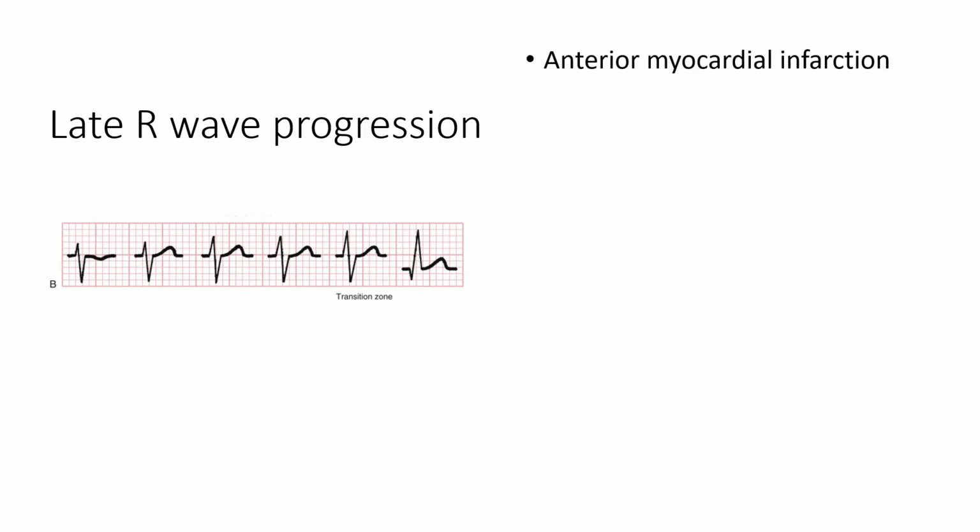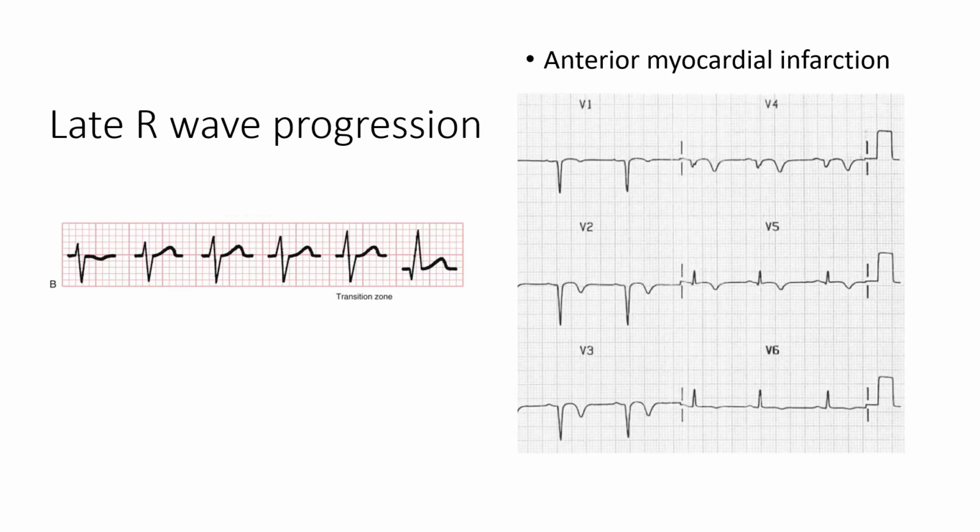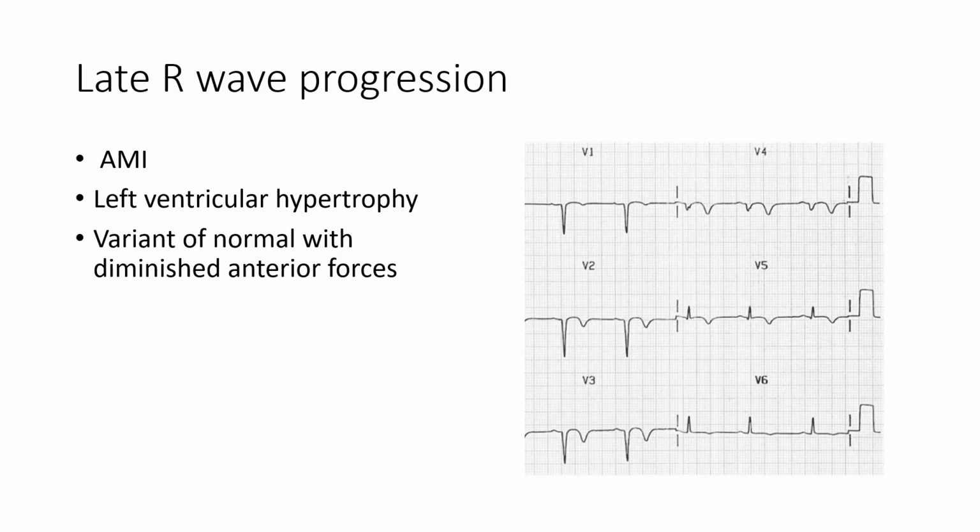Some potential causes of this could be an anterior myocardial infarction. The transition area from the right side of the heart to the far left lateral side of the heart is going to be the anterior wall. If the anterior wall has been partially or completely destroyed by myocardial infarction, then there is no voltage there to help demonstrate R waves in that transition area. Consequently, we don't have upright R waves until we get to V5. Late R wave progression or poor R wave progression can occur in anterior myocardial infarction, left ventricular hypertrophy, and a variant of normal, diminished anterior forces.